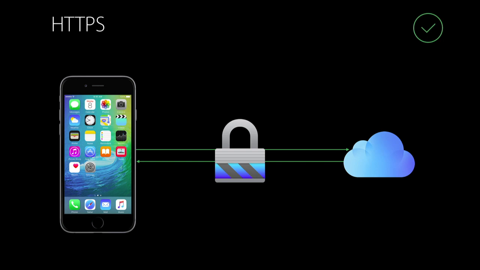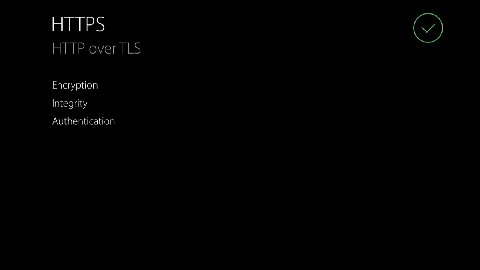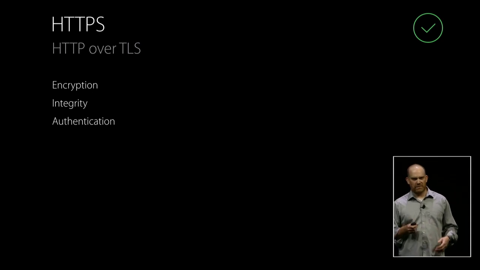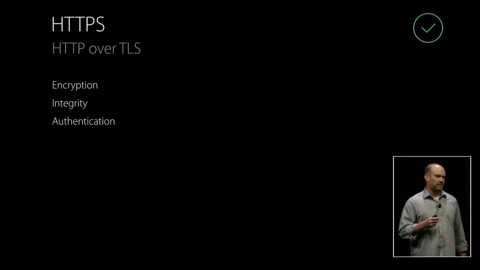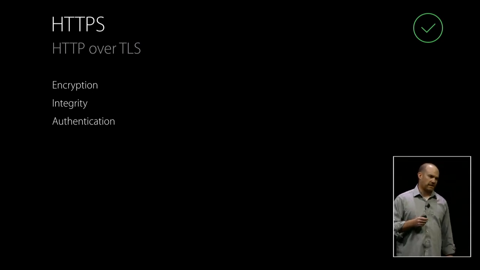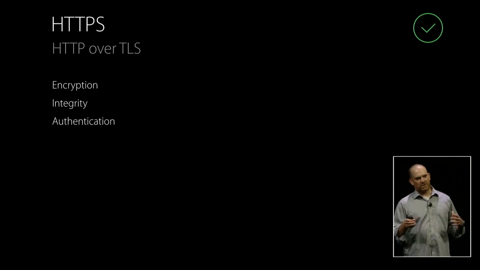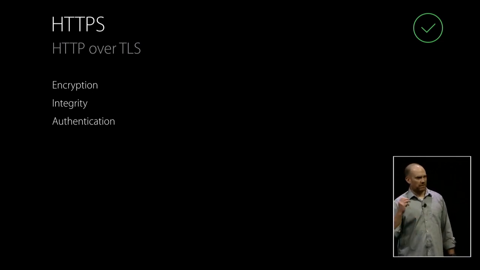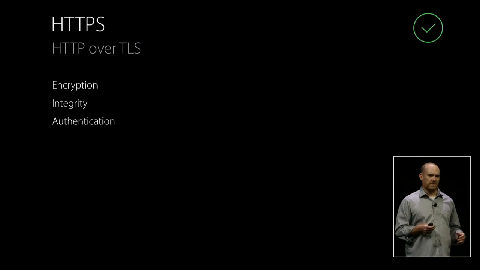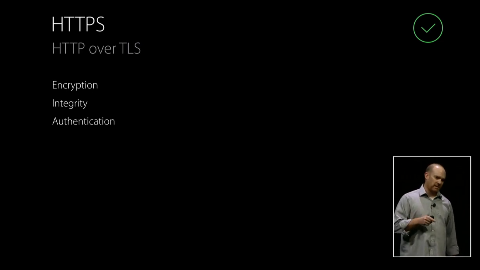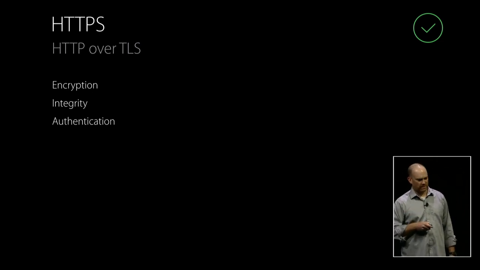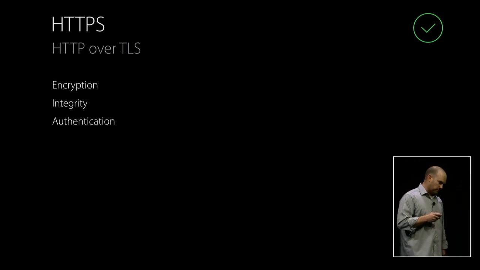Now, this connection is considered secure because of three properties. The first being that the data that's leaving your app goes over the network encrypted, so it can't be read. The second, that it provides message integrity, so the message can't be altered without detection. And finally, the third, it provides authentication, so you can actually prove the identity of exactly who you're talking to.